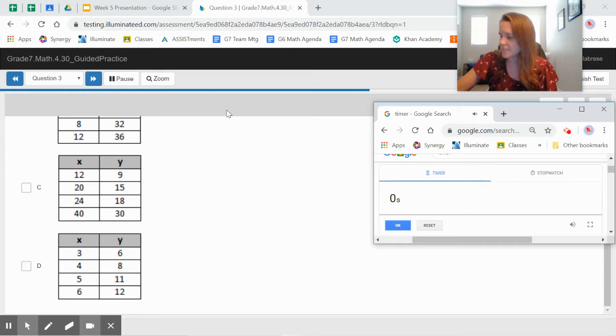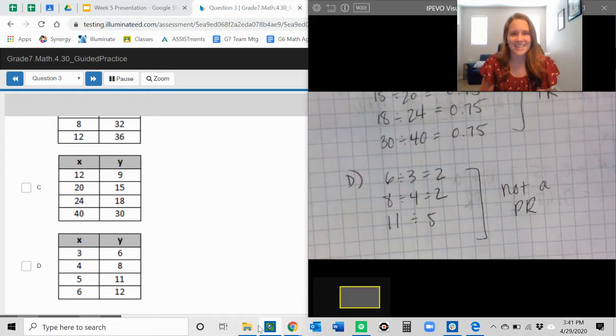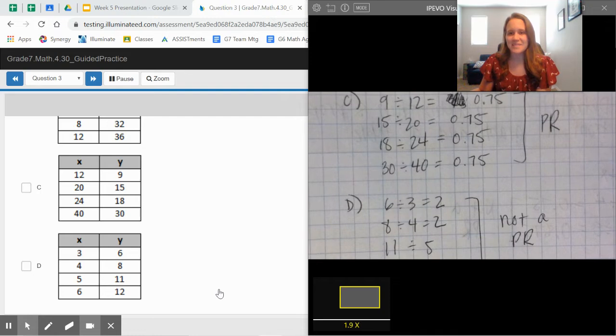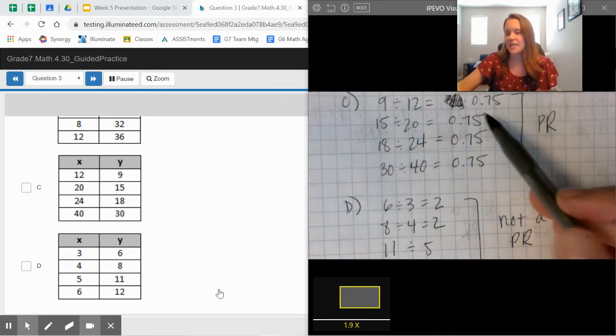All right, folks, there's our time. So you should have decided, are C and D proportional relationships? Okay, let's take a look. Here's my results for C and D. That was my division mistake. Sorry, team.